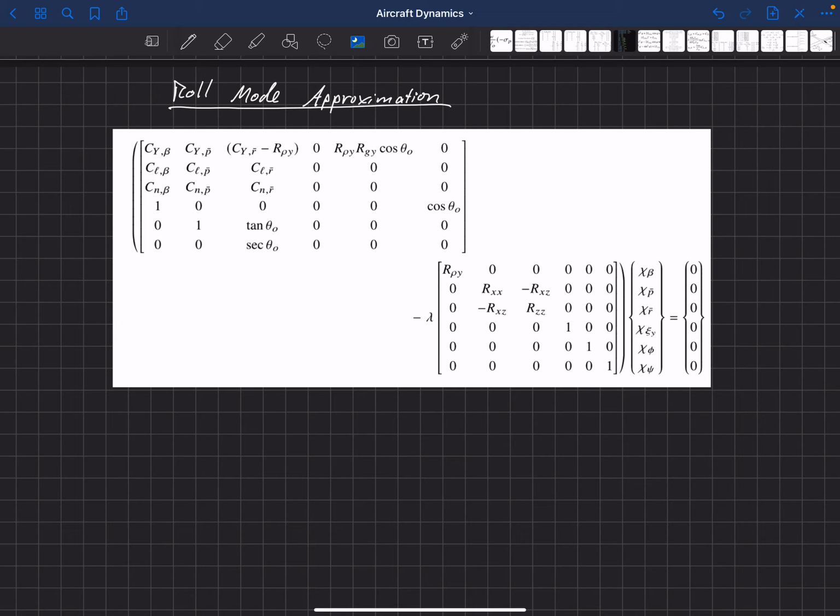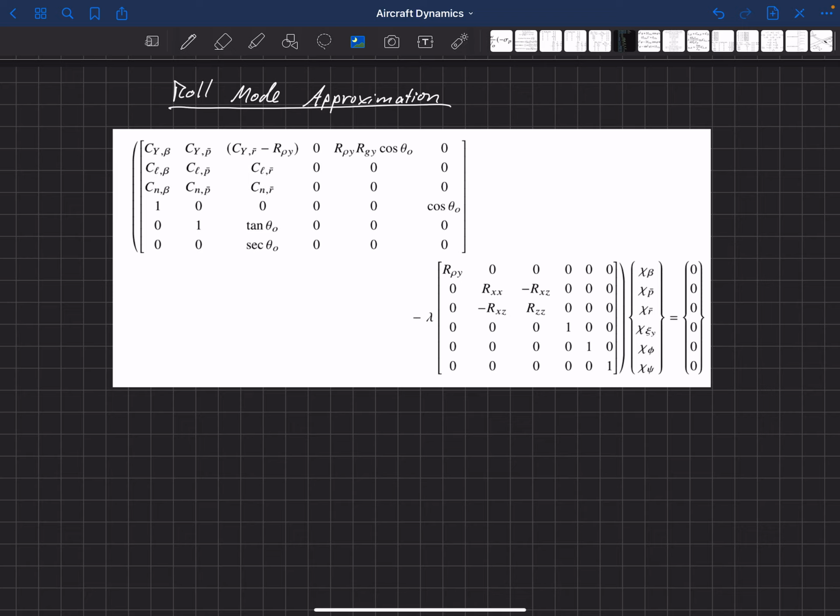Just like with the longitudinal modes, it's helpful to have closed form approximations for the lateral modes. And that's really nice when you want to see directly how certain things are related, how certain aerodynamic coefficients or parameters are related to these dynamic modes. So you can figure out what to change on the aircraft if you want to change one of these modes. And so let's look at the roll mode approximation.